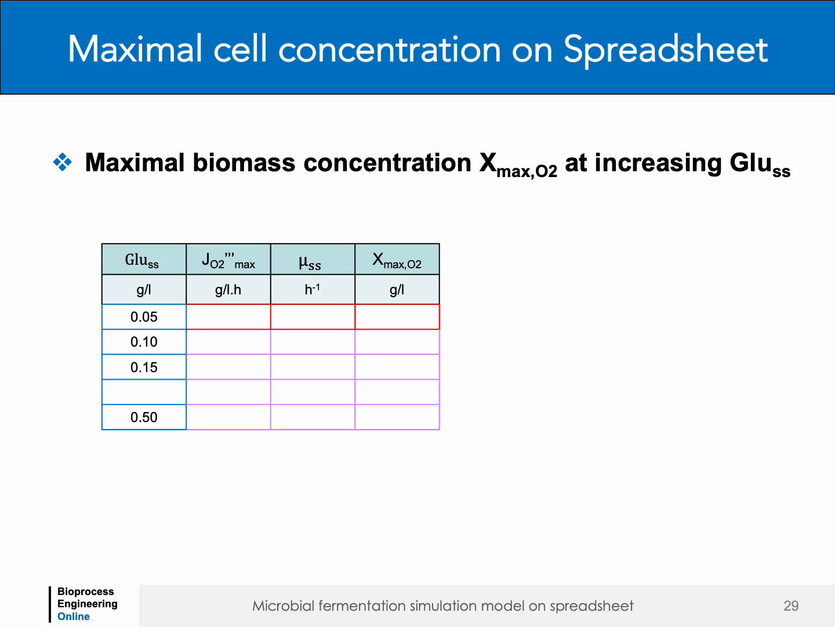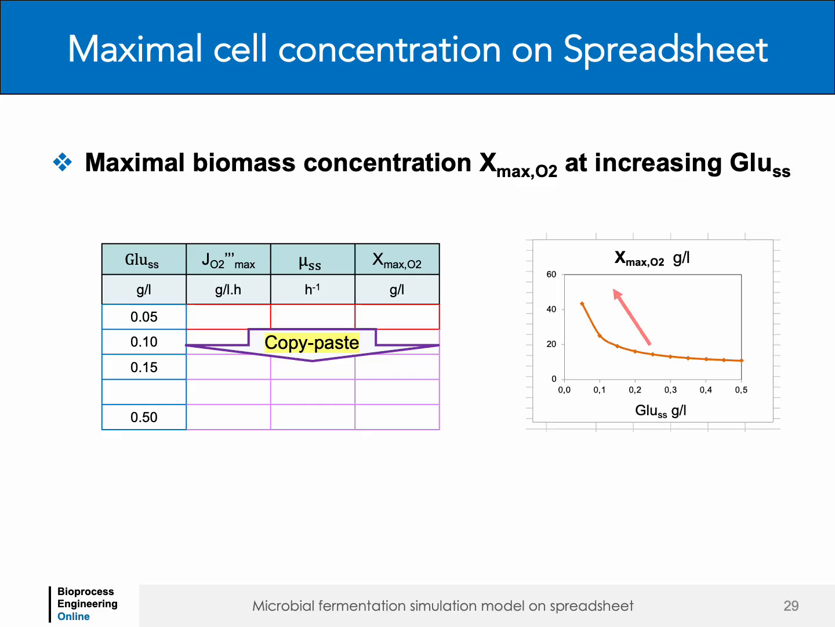The specific cell growth rate μSS is calculated from the growth rate equation as a function of GLU-SS. The formulas for RO2 max, μSS, and X max O2 are first established for the initial GLU-SS value. The table is then completed by copying the formulas across the remaining GLU-SS values. The calculations reveal a sharp increase in the maximum attainable biomass concentration at GLU-SS values below approximately 0.2 grams per liter.